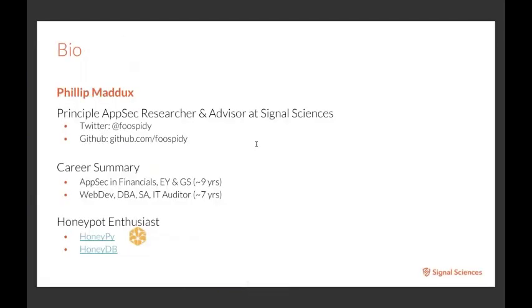So to start out, just a quick bit about me. I am an AppSec researcher and advisor at Signal Sciences, and I work with a handful of our large enterprise customers on a daily basis to help them with some of the threats that they're facing. You can also find me on Twitter and, as mentioned, GitHub. Just a quick career summary: I spent a majority of my AppSec time in the financials in the Northeast with Ernst & Young and Goldman Sachs. And actually, as part of this presentation, I'm sharing a little bit of that experience with you.